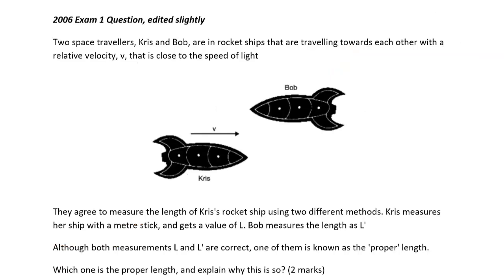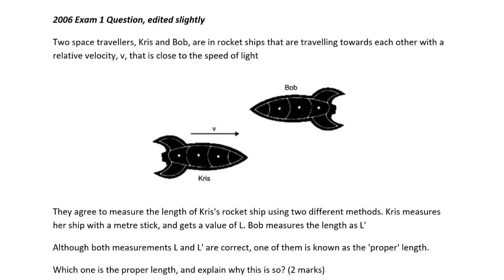Let's now look at this 2006 exam question. Apparently I've altered it slightly. I can't remember the alteration, but still worthwhile looking at. We've got 2 space travelers, Chris and Bob. They're in rocket ships that are traveling towards each other with a relative velocity v. That's close to the speed of light. Cannot be the speed of light though. So Bob experiences themselves as being stationary and sees Chris moving towards them at a velocity of v. Conversely, Chris sees Bob moving towards them at a velocity of v.